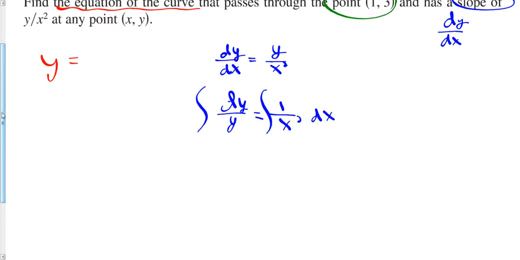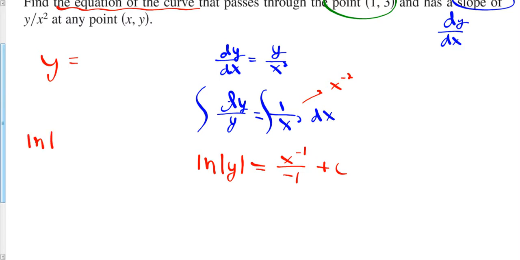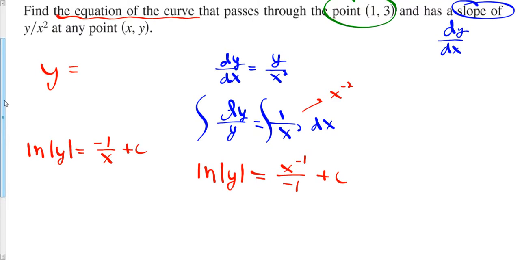So if we integrate this, this is ln of the absolute value of y equals, this is actually x to the negative 2. So that's going to be, let's see, add 1 to that power and divide by that power, plus an arbitrary constant. So that's kind of where we're at right now. And I could probably simplify this a little bit. Let's call it ln of the absolute value of y equals negative 1 over x plus c, and that's where we are. So now in comes the green condition, which is the point (1, 3).